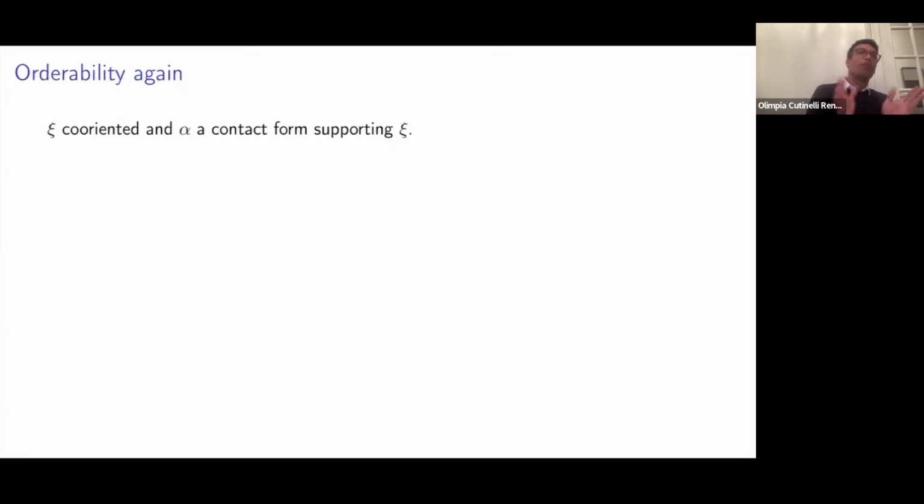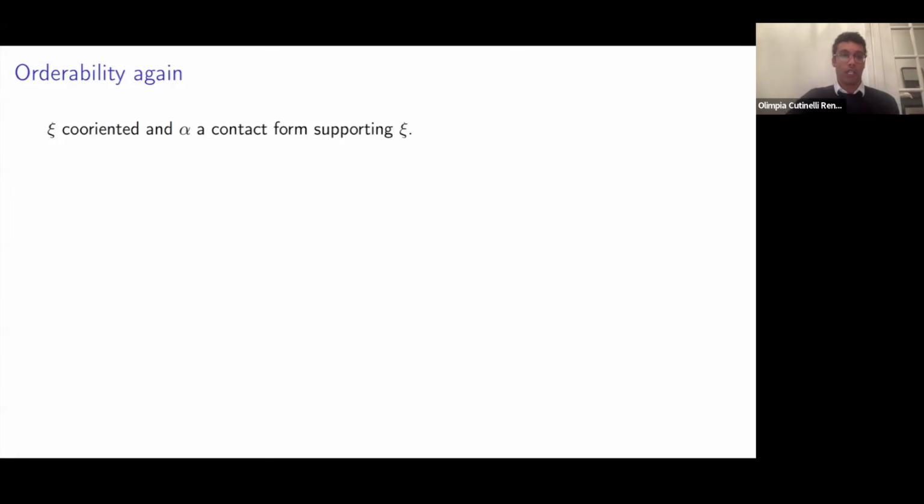And before giving the proof, I want to talk a little bit more about orderability again. So we said that the universal cover of the Legendrian isotopy class is orderable if positive loops of Legendrians are not contractible. But why do Eliashberg and Polterovich call it orderability? It's because it actually induces a partial order. And here I want to present this partial order.